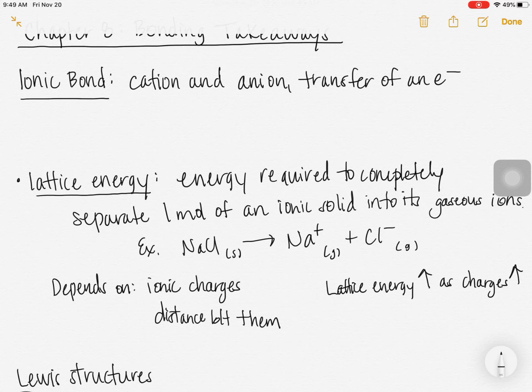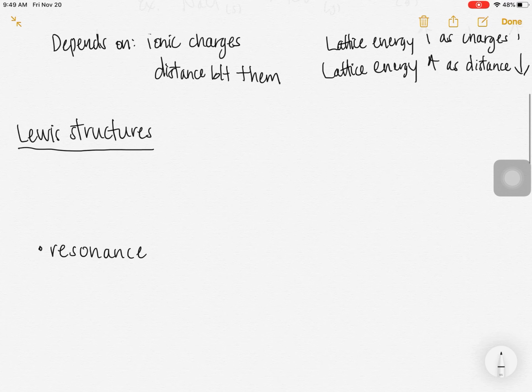And that's because if you think about it, a +1 -1 compound is not held together as tightly as a +3 -3. And so that +3 -3 combination is going to take much more energy to separate. And then that lattice energy increases as the distance between the charges decreases. And this goes back to Coulomb's law, which of course we know we'll never have to solve, but it's worth talking about and discussing. These things depend on the ionic charges and the distance between them.